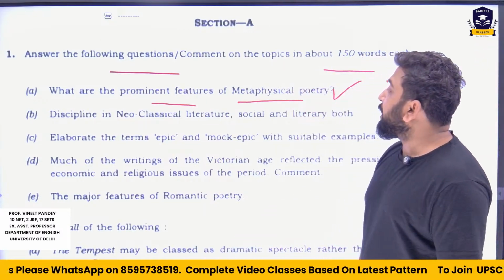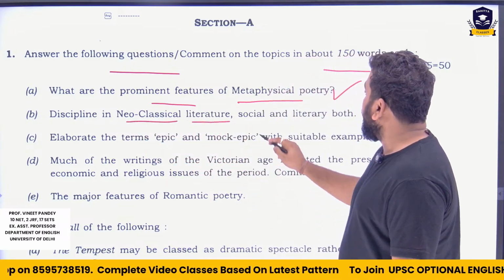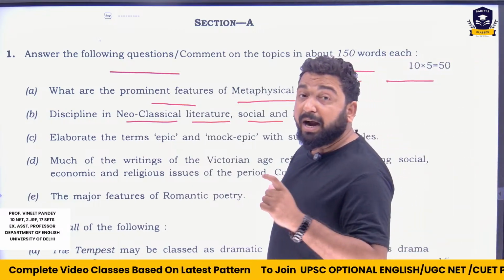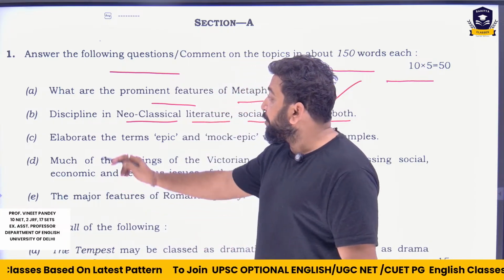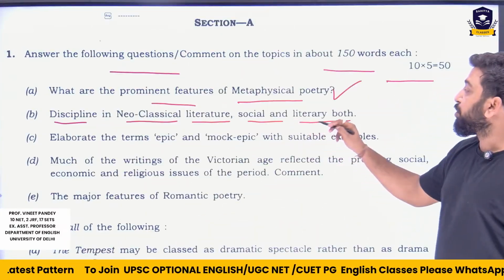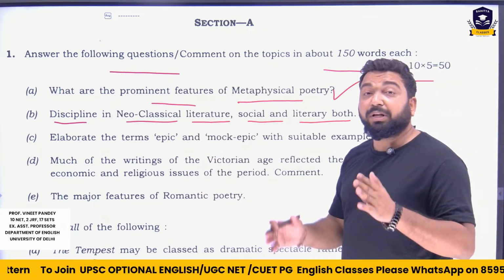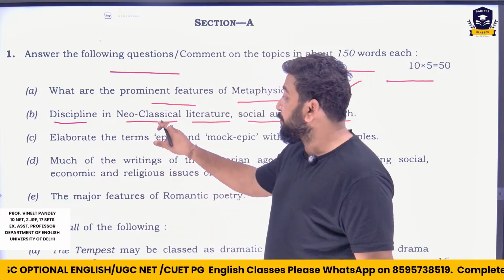Then the next point that comes is discipline in neoclassical literature, social and literary both. What is the idea of discipline, the idea of decorum? It is actually a reference of literary criticism. Discipline and decorum in neoclassical literature, social and literary both. We have to talk about the idea of social structure and literary structure. This is a tough question.